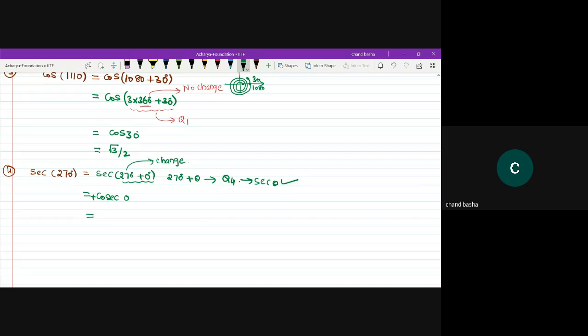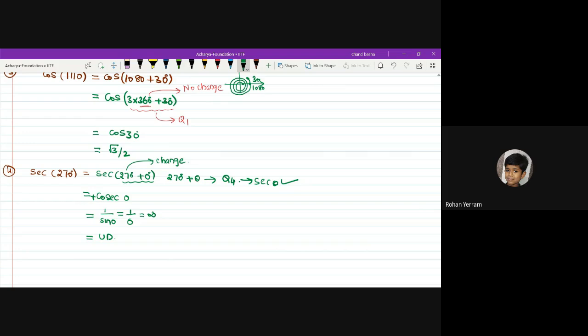And you know what is meant by cosecant 0? Cosecant 0 means not defined. If you are not understanding, you can write 1 divided by sine 0. Sine 0 value is 0. As I said yesterday, the denominator is 0, so it is undefined. Your answer should be undefined.